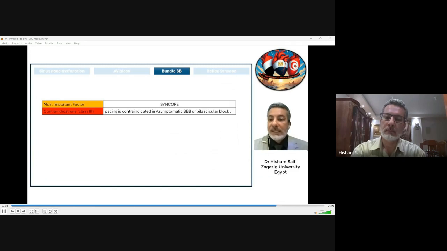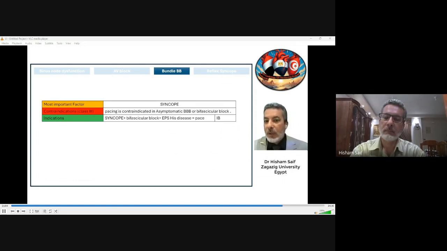The symptoms are essential in these patients, which differentiates them from patients with slow or absent conduction in one of the three bundle branches without complete absence of conduction from the atria to the ventricle. Thus, pacing is contraindicated in asymptomatic patients. The first regular indication is syncope as a symptom and at least bifascicular block in the ECG plus an EP study showing signs of His disease.